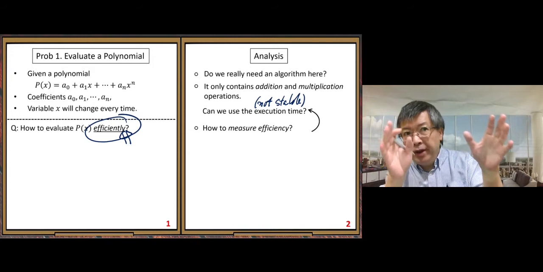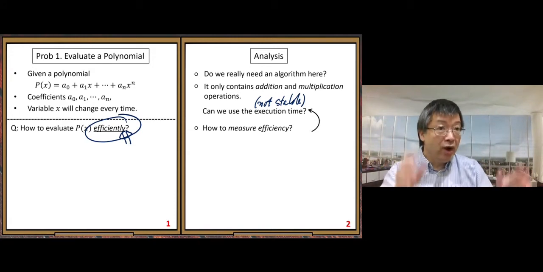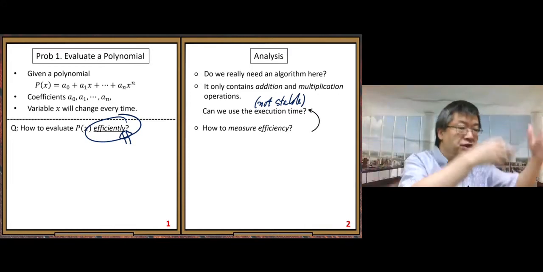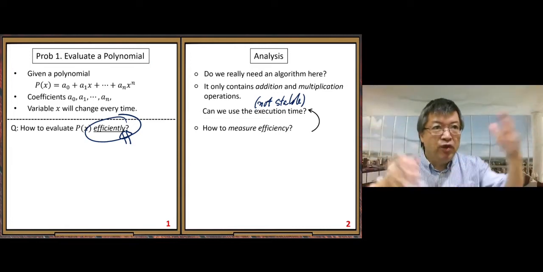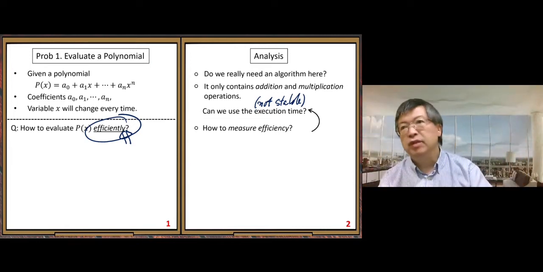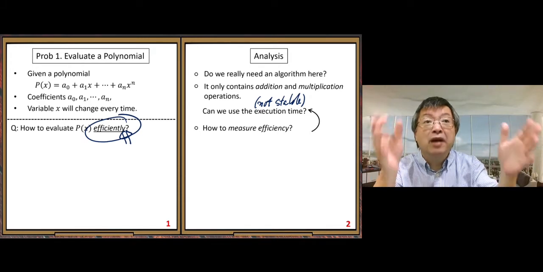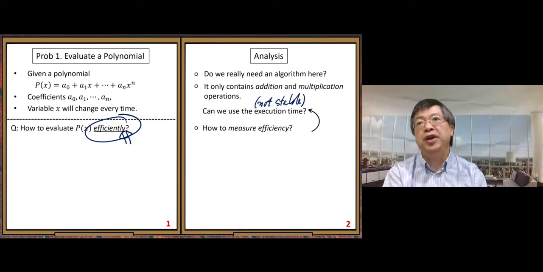We don't like that kind of measure, not stable. So we like to pick a stable measure. What do you mean stable? When you run it in different computers, using different software, whatever environment you use, you can have the same, relatively more stable measure. That's what we need. Is it possible to get that?